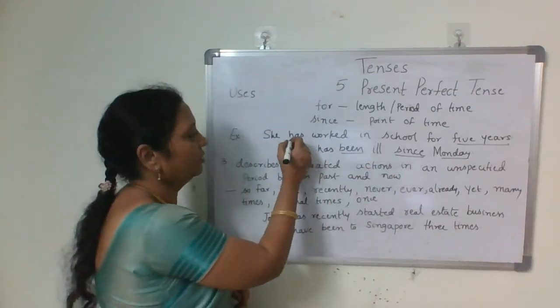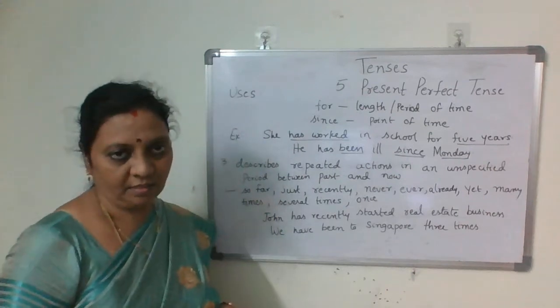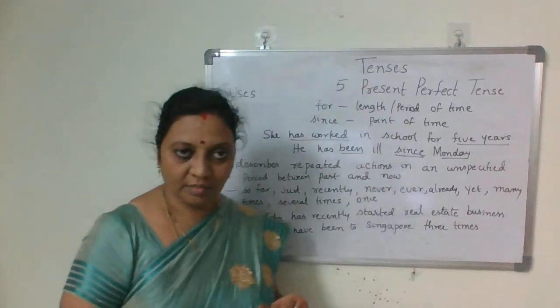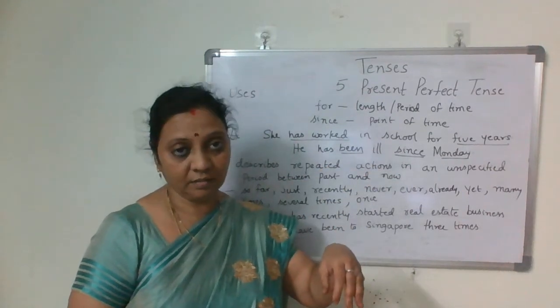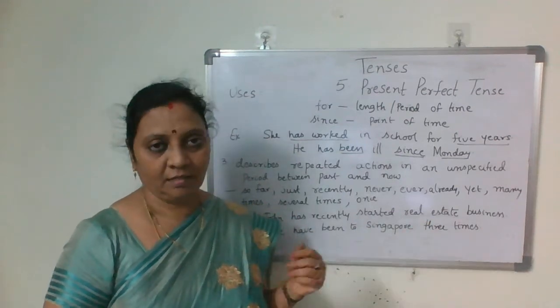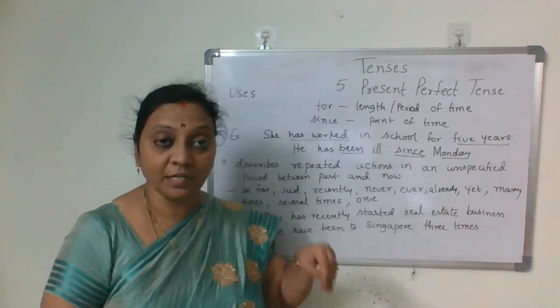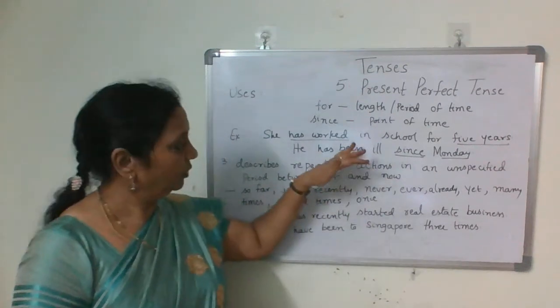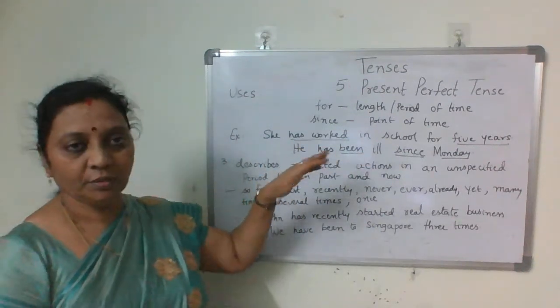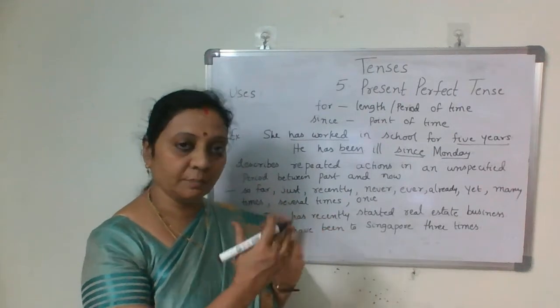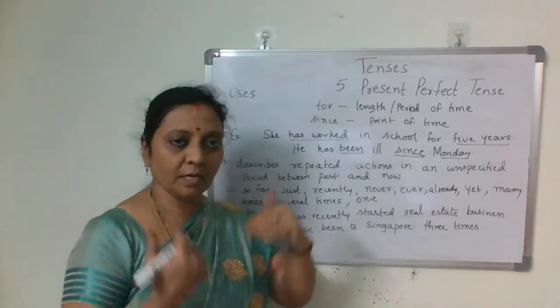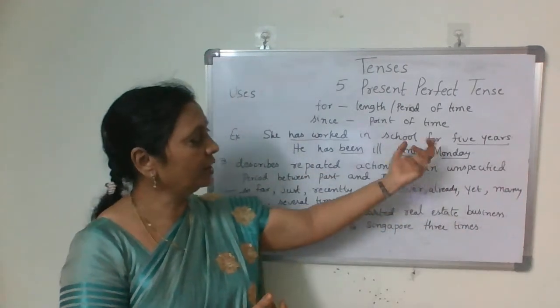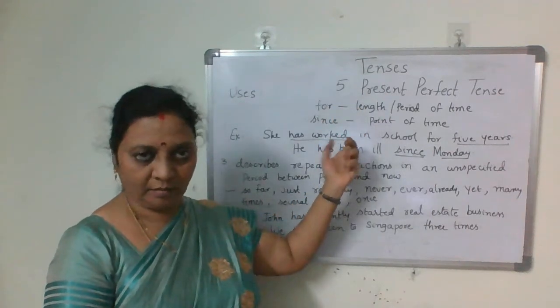And here, as usual, she has worked in school for 5 years. They have lived here since 2015. So that is the way we use it to talk about the time period between the past and present. And we are using for and since.